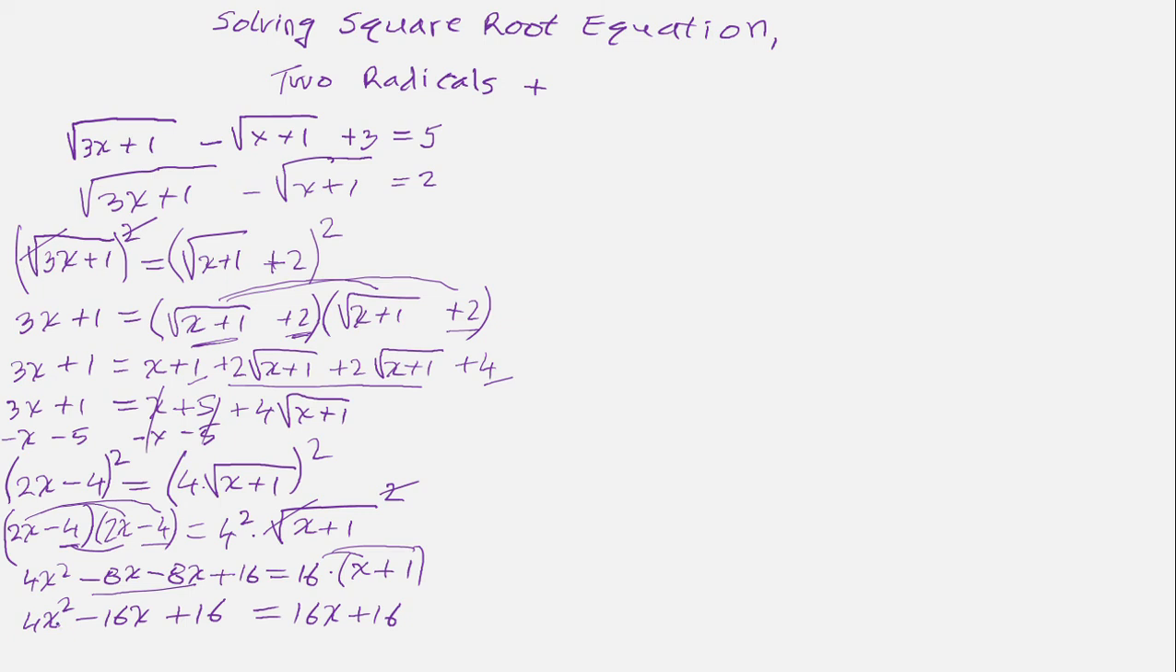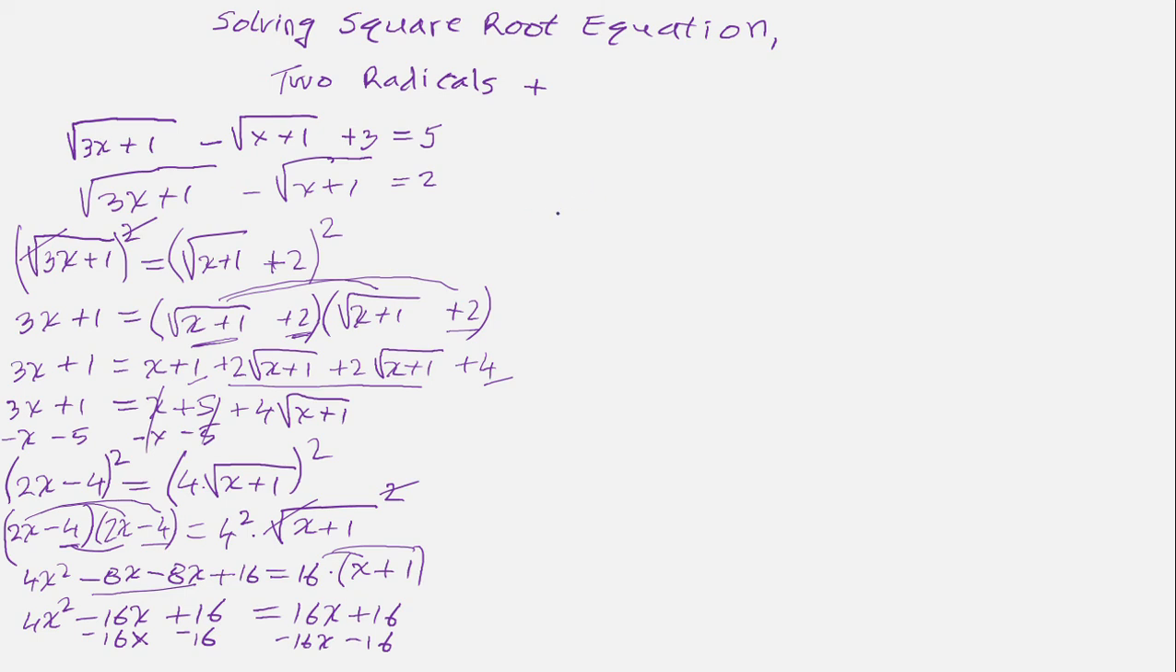Now, since this is a quadratic problem, we need to move everything to one side equal to 0, and then try to solve it that way. So we take 16x from here to the other side, 16x, right? And then we take 16 also away, so minus 16.